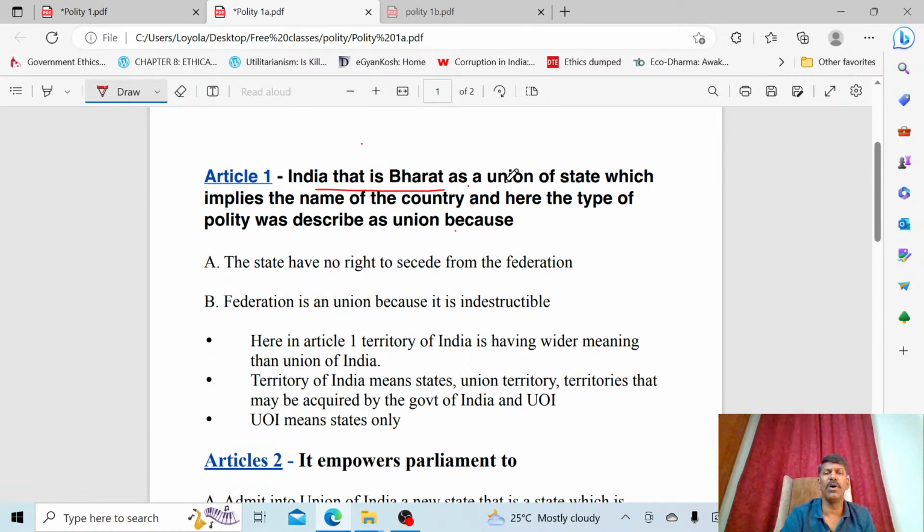So it's a union. India as a Bharat, as a Union of States, which implies the name of the country and the type of polity described as a union.